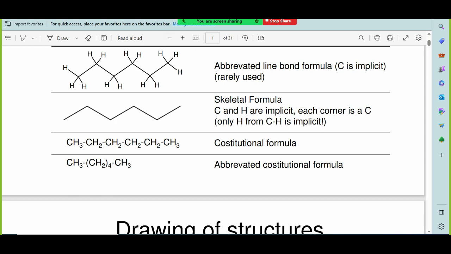And sometimes we just abbreviate the constitutional formula. Instead of repeating CH2 4 times, we just write CH2 and then put the number 4 to show that we have 4 times the CH2 group.